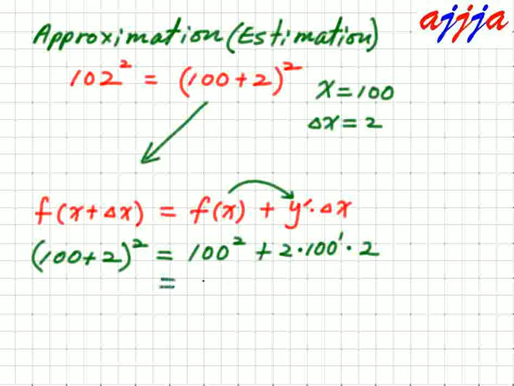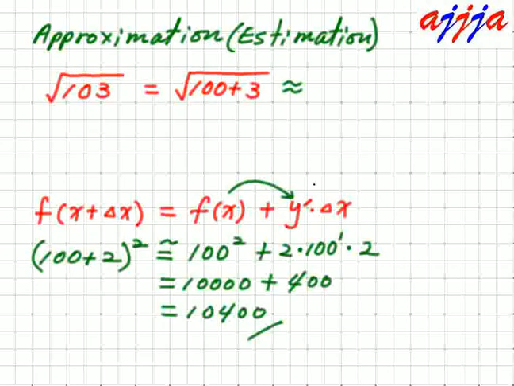Right away you can tell this is an approximation, so you've got to know that. That's not the exact value. But this is 10,000 plus 100 times 2 times 2, which is 400. That means the answer is 10,400.